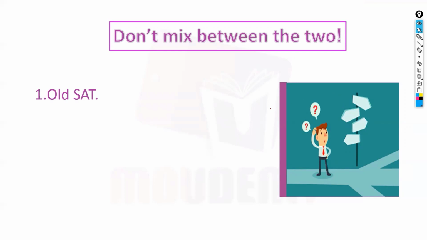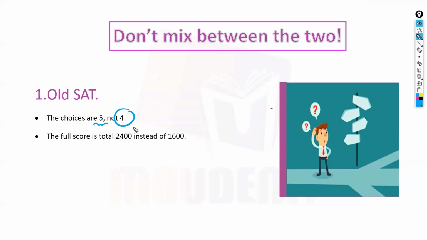What is really different about the old SAT? It has 5 choices instead of 4. In the new SAT, we have only 4 choices: A, B, C, D. In the old SAT, we had E as a 5th choice. And the full score is a total of 2,400 instead of 1,600.